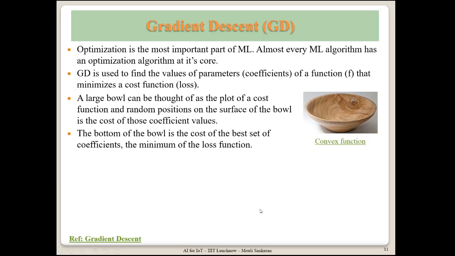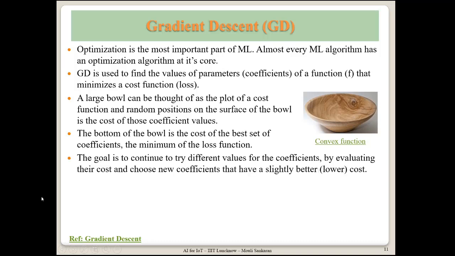There are some differences in terms of whether the loss function is a convex function or not. The behavior is different for ML, so I am not going into the details. The bottom of the bowl is the cost of the best set of coefficients, the minimum of the loss function. The goal is to keep trying different values for the coefficients by evaluating their cost, and choose a new coefficient that has a slightly better, lower cost.